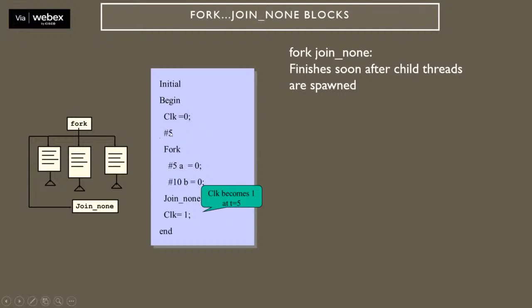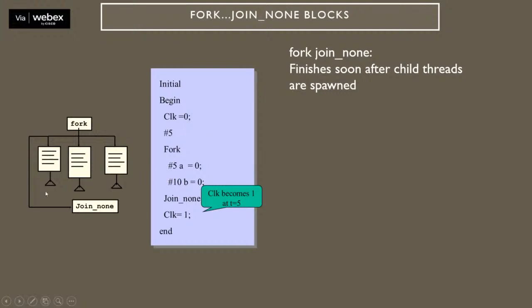So here what happens is at 5 your clock is 0. After 5 time units, you are going to fork it. So when you fork it, after 5 units you have A as 0, after 10 you make B as 0. So here, join none doesn't wait for any of these to take place and directly goes to make the clock value 1. Hence the time is 5 because clock 0 after 5 time units immediately becomes clock 1. This is independent of the processes that are taking place inside the fork once forked.